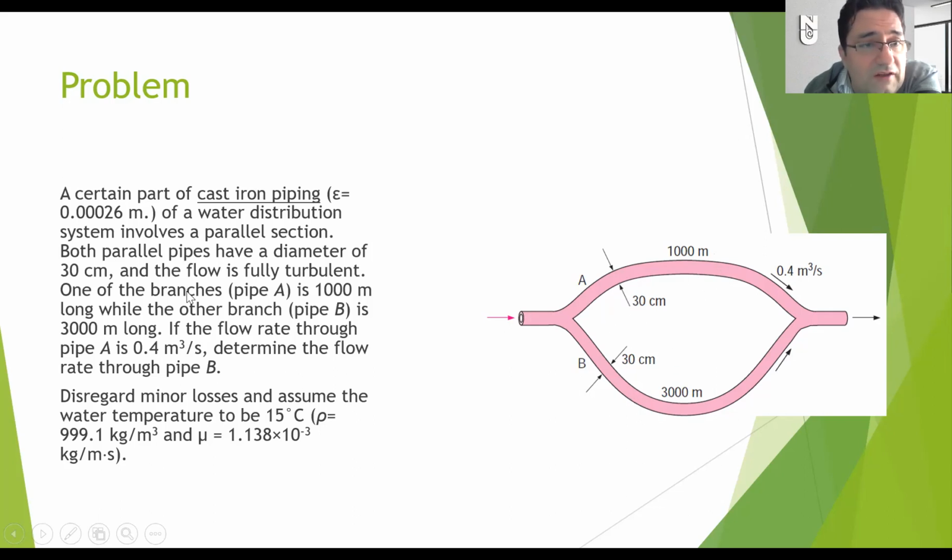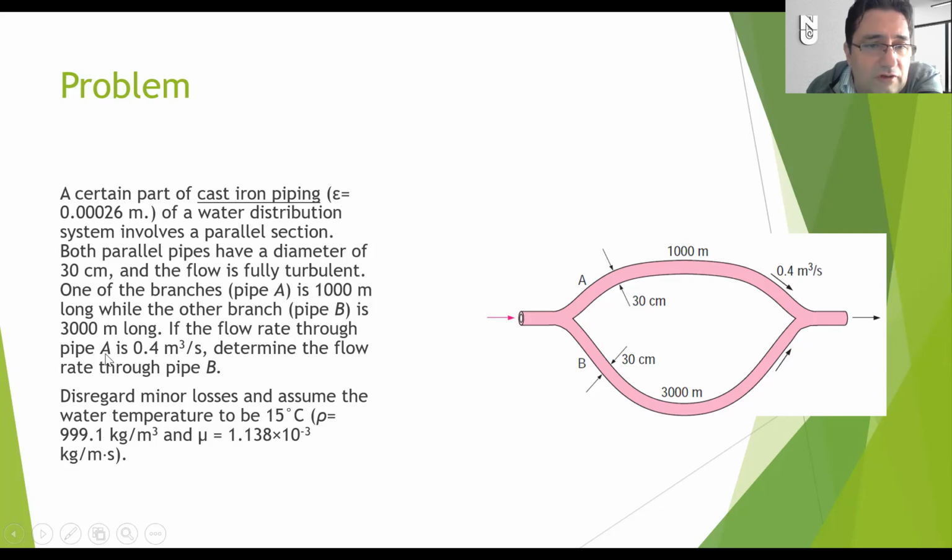The question is also telling us that the type of pipe is given here as cast iron piping, and also the relative roughness value is given in meters. The diameter is given as 30 centimeters for both, and the lengths are given.